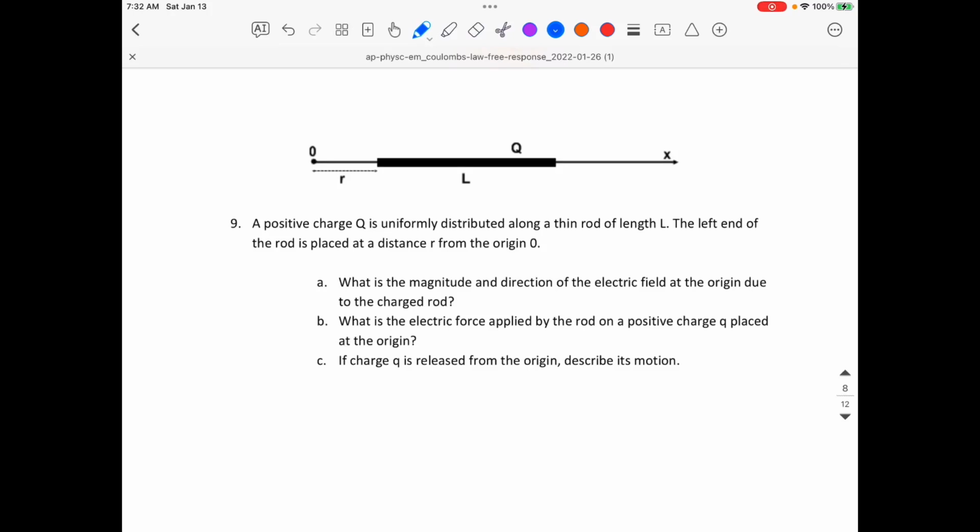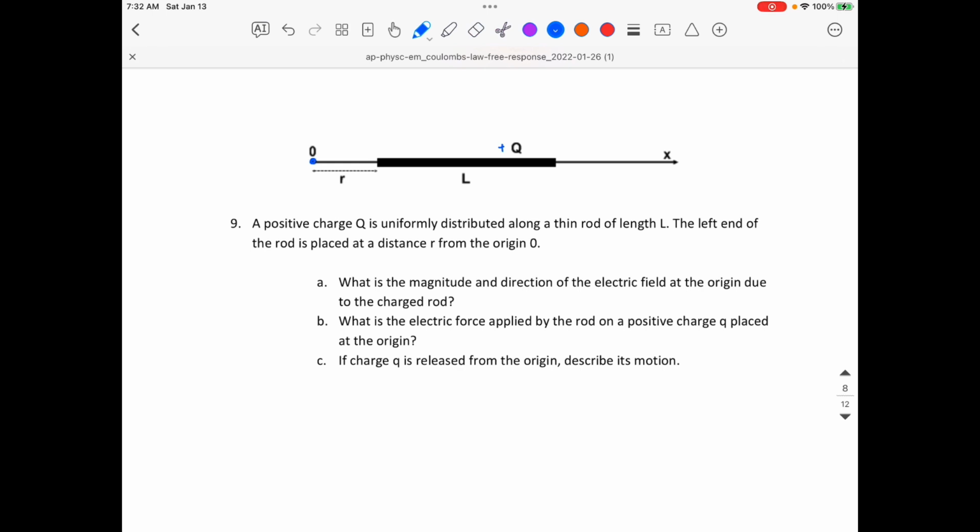For problem number 9, we are working with a charged rod this time. The rod is positively charged and it's a rod of length capital L. And we need to figure out what the electric field is at this position at the origin here.